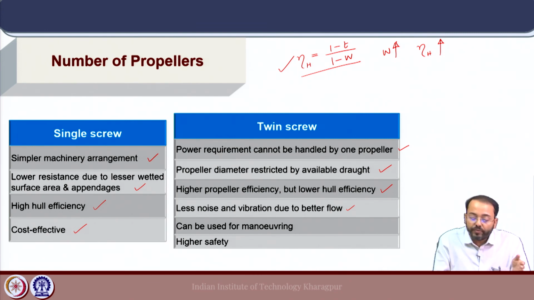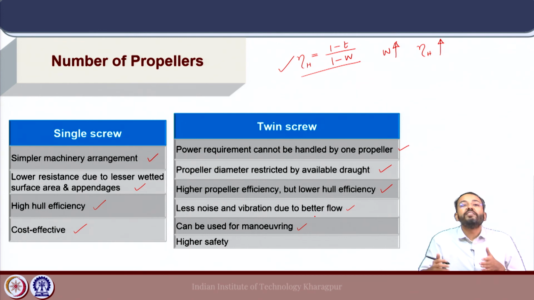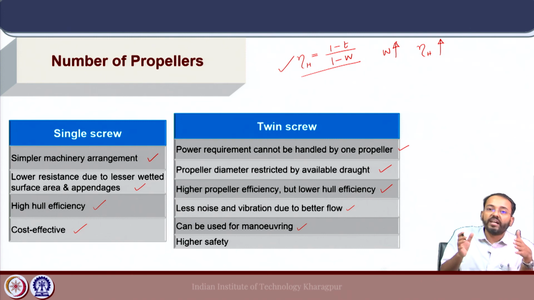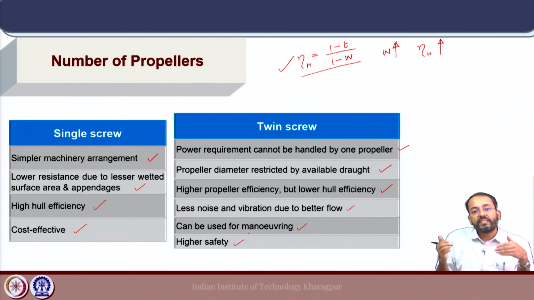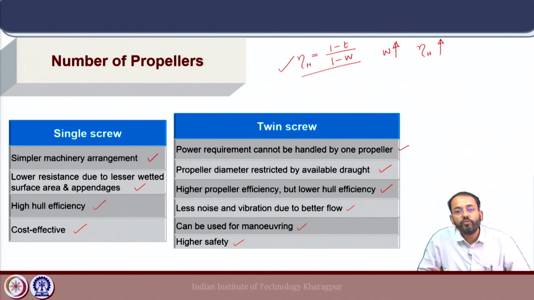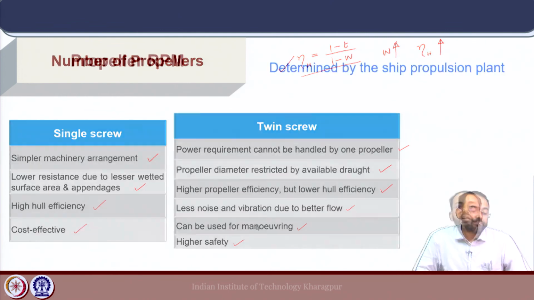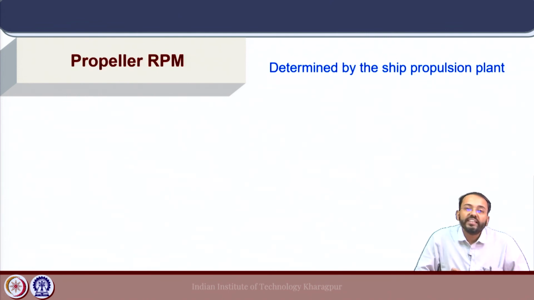And also, the twin screw propulsion system leads to less noise and vibration due to better flow characteristics on the propeller and hull system, and higher safety because we have two propellers. So, if there is any damage to one of the propellers, there is still another propeller to provide the propulsion power. In that sense there is a redundancy in the system and there is higher safety in operation. Now, let us look into the next consideration, which is the propeller RPM.